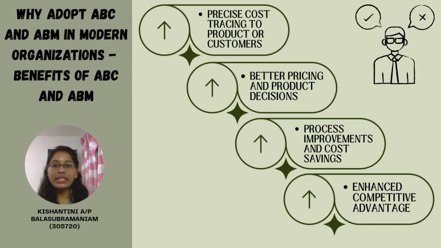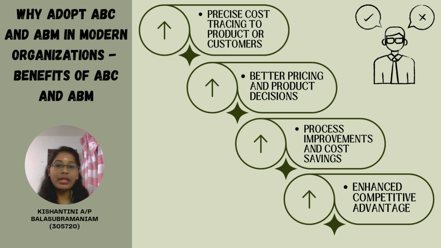Next, let's explore the key benefits that organizations can realize by adopting ABC and ABM. First, ABC allows for precise cost tracing to specific products and customers. Unlike traditional systems, ABC identifies the actual activity that drives cost, ensuring that each product or customer is assigned cost based on the resources they genuinely consume. This detailed costing enables better pricing and product decisions. Managers can set prices that accurately reflect costs, determine which products or services are truly profitable, and also identify areas for diversification or discontinuation.